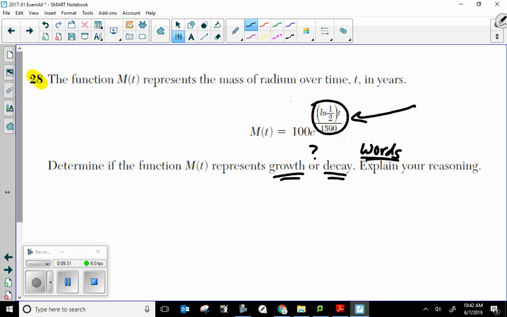And secondly, oh my goodness gracious, explain. That means words. Oh boy, explain again, words. Explain your reasoning, all right?